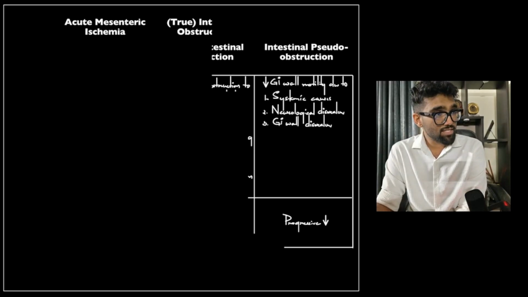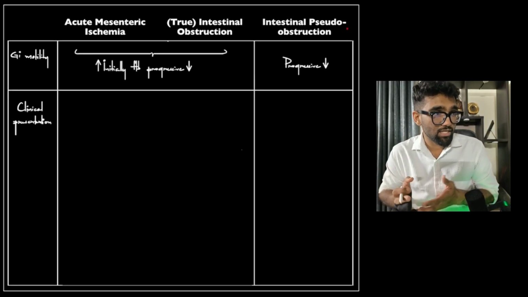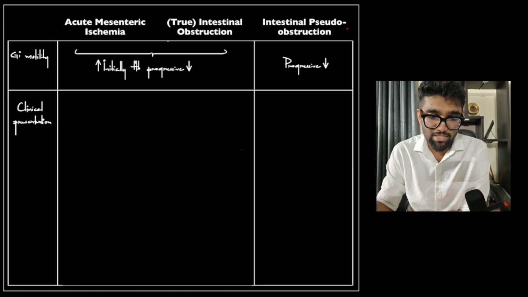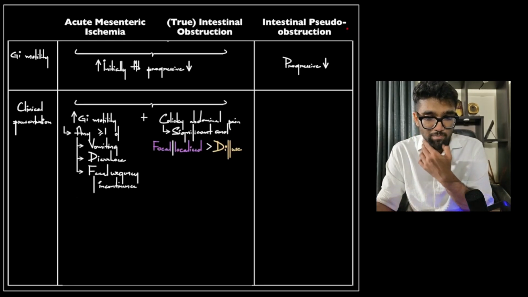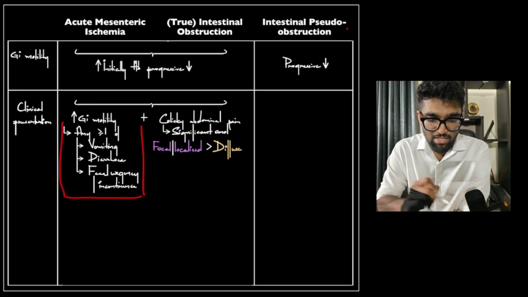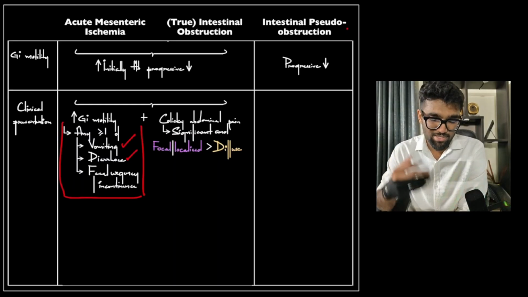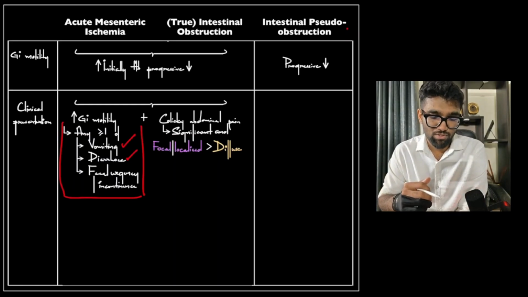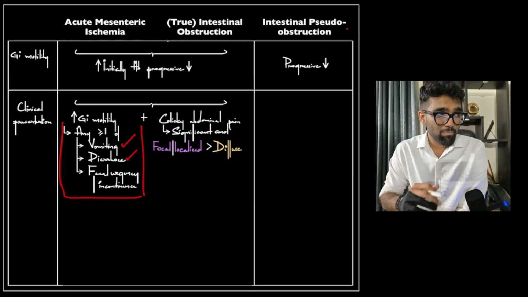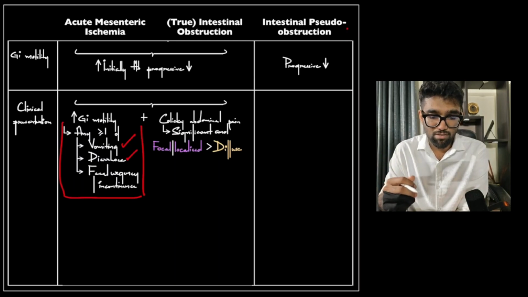So let's see what that translates into clinically. When we talk about the clinical presentation, because of this initial increase in motility followed by decrease in motility, the presentations vary. So in case of acute mesenteric ischemia as well as in true intestinal obstruction, initially you get an increase in GI motility, which can manifest as one of three things. It could be vomiting due to reverse peristalsis. It could be diarrhea, but it's not really diarrhea. It's just an increased frequency of passage of feces, and that may manifest as an increased number of passes of feces in one day, or as fecal incontinence on the part of the patient.